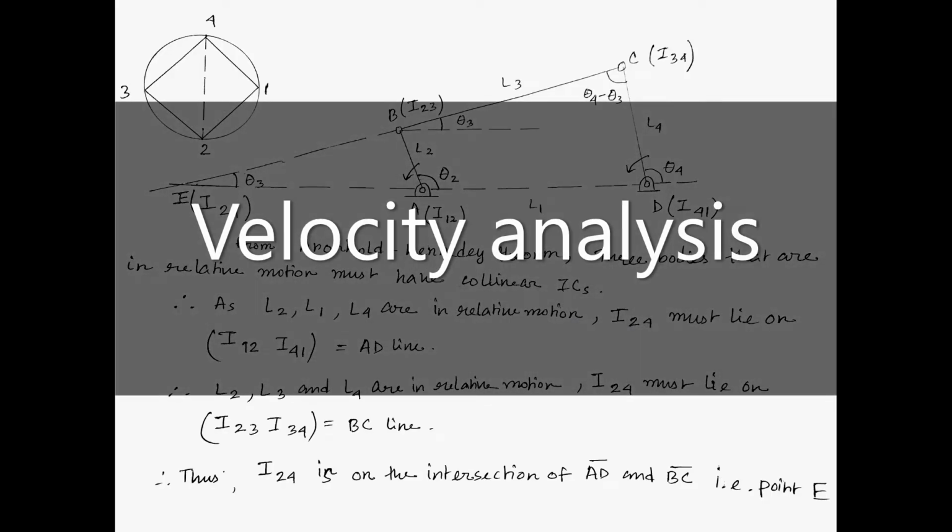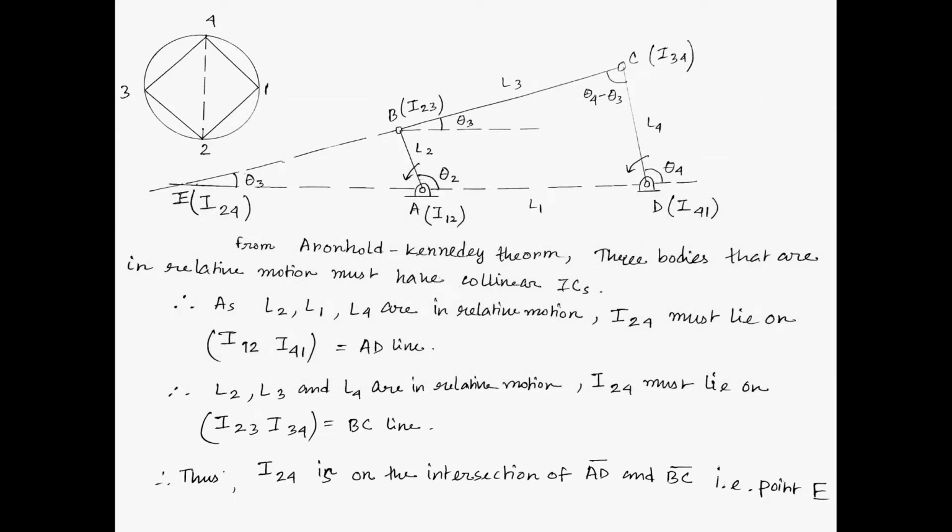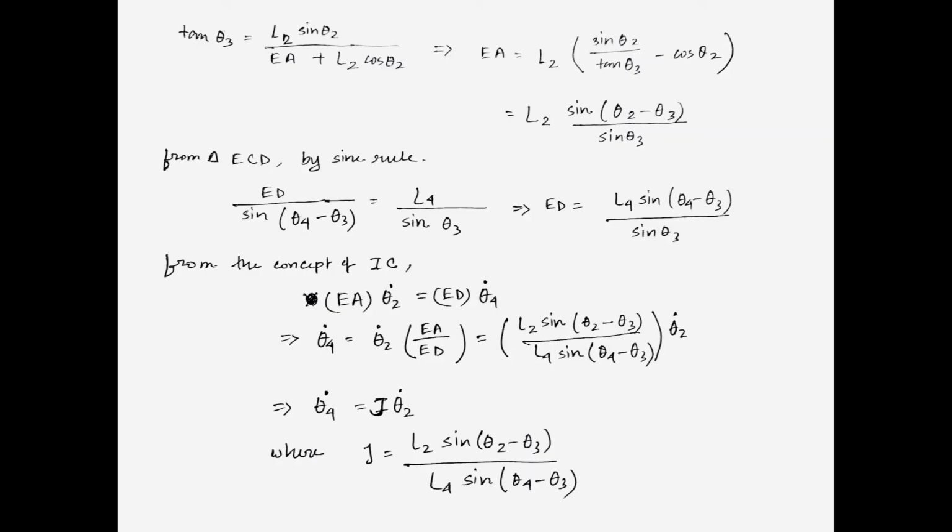Velocity analysis provides the relation between input angular velocity theta 2 dot and output angular velocity theta 4 dot. From Aronhold-Kennedy theorem, three bodies that are in relative motion must have collinear instantaneous centers. From that, I24 must lie on I23 I34 means BC, and also on I12 I41 means AD. So it will lie on the intersection of BC and AD. So now we can find the length of EA and ED, where E is the intersection of BC and AD. Now from the concept of instantaneous center, we can find the relation between theta 2 dot and theta 4 dot, where theta 4 dot is the Jacobian times theta 2 dot.